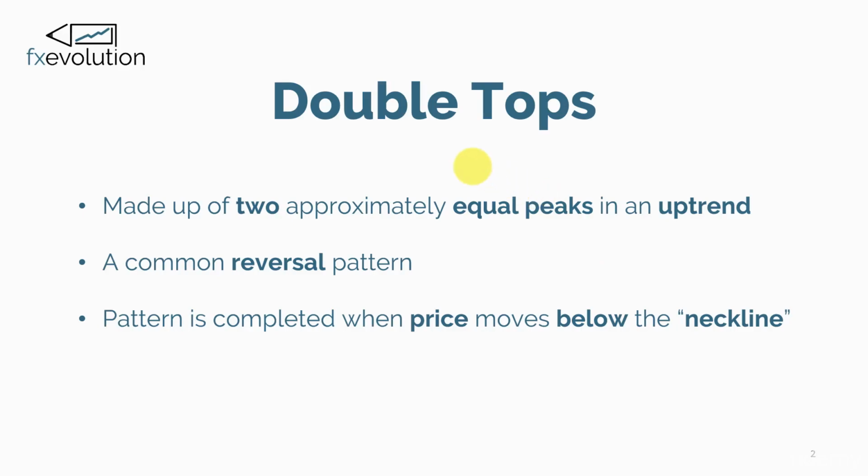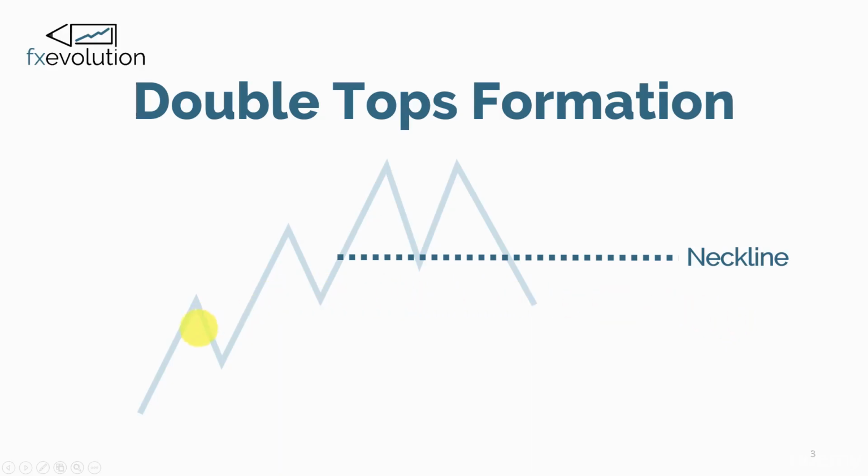Let's begin by defining what a double top is. So a double top is made up of two approximately equal peaks in an upward trending market. It's also a common reversal pattern. So this means that when we correctly identify a double top, it could mean the end of the previous uptrend and signify a downtrend. The pattern is also completed when price moves below the neckline. So let's take a look at what that means.